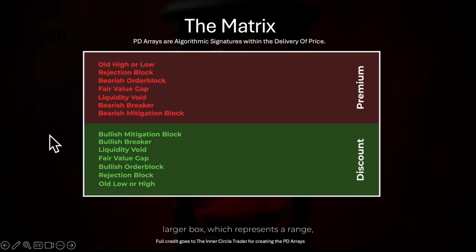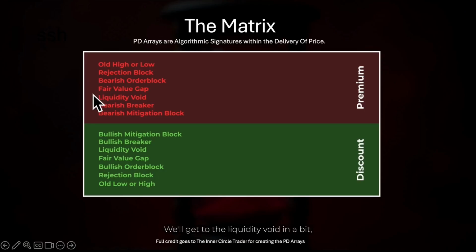When we pay attention to this matrix of the PD arrays, what you can see is that within this larger box, which represents a range, there is a premium side and a discount side. What this basically means is that above 50%, you can see a red box which represents the premium side, and below 50%, there's a discount which represents the discount side. When we pay attention to the premium side first, it begins with an old high or low. Then we see the rejection block form, then the bearish order block, then the fair value gap, then a liquidity void.